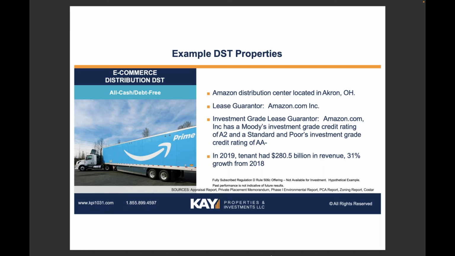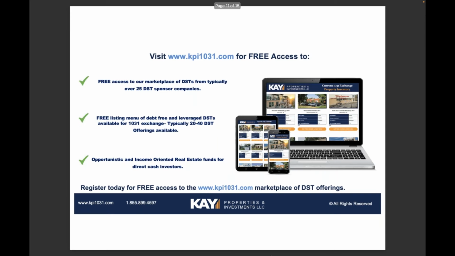So DSTs are also available for direct cash investments. But this one here, the tenant was Amazon, Amazon.com Inc. is the lease guarantor, investment grade tenant rating, very, very large market cap. So again, a debt-free industrial distribution facility. So those are just some examples of Delaware Statutory Trust offerings. Again, they're fully subscribed, not available for investment.